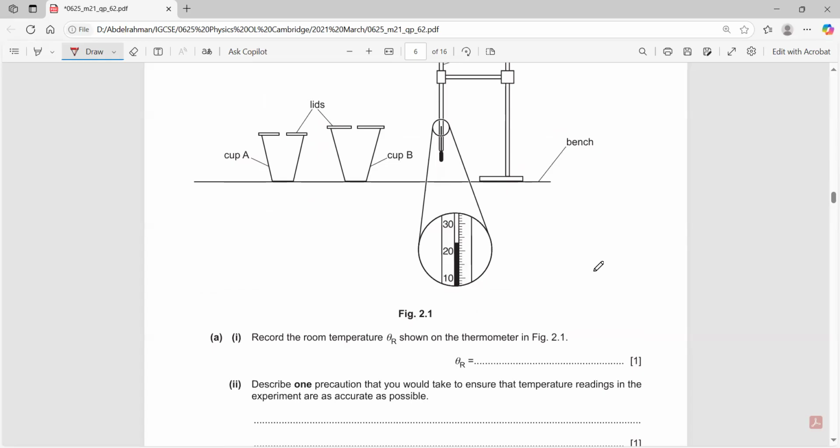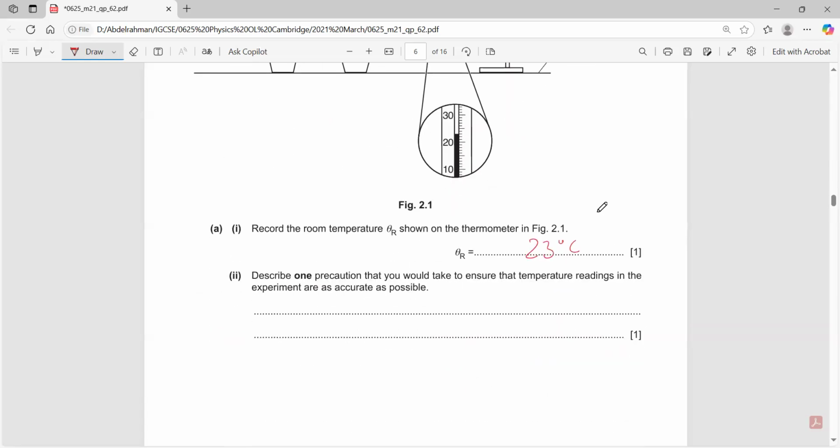Can I find theta R? Yes, the room temperature would be 23 degrees Celsius. One precaution that you would take while taking the reading is to take the reading perpendicularly to avoid the parallax error. One very, very important precaution.